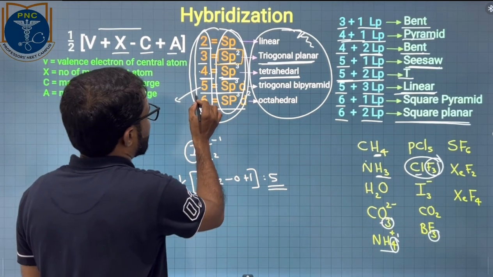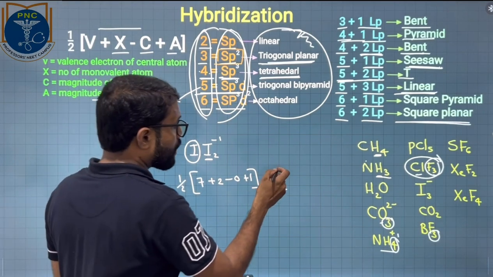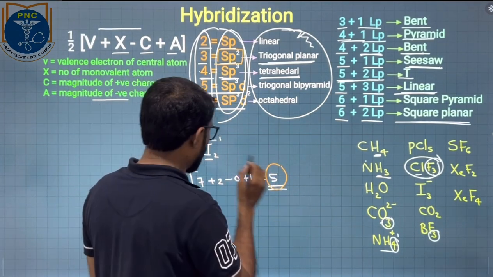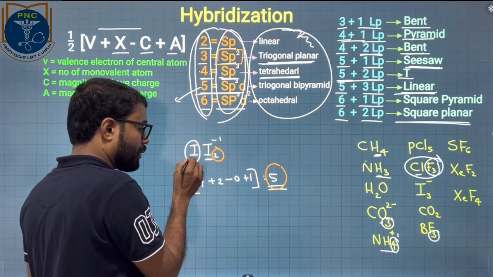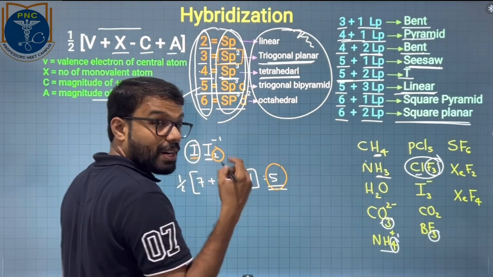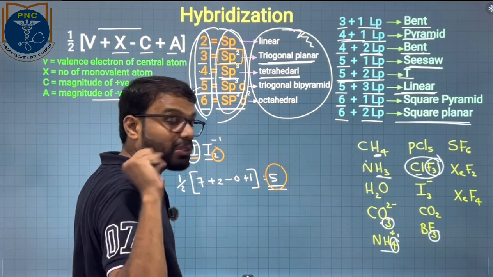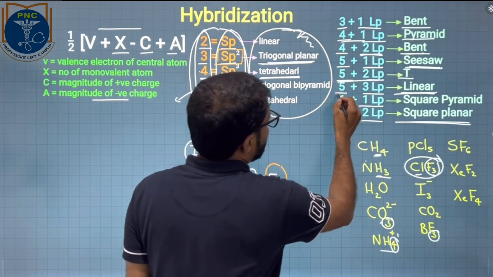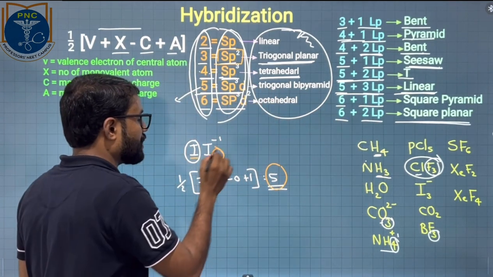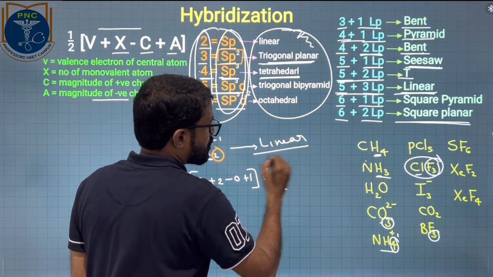So the hybridization is sp3d. Now what is the shape? We got the number 5, but the peripheral atoms are only 2. One we took as central atom, then another one is what? 2. Okay, so what's the difference? 3. We got the number 5, peripheral atoms are 2. Then the difference is what? 3. Difference 3 means 5 plus 3. Shape is what? Linear. So the molecule is linear in shape.